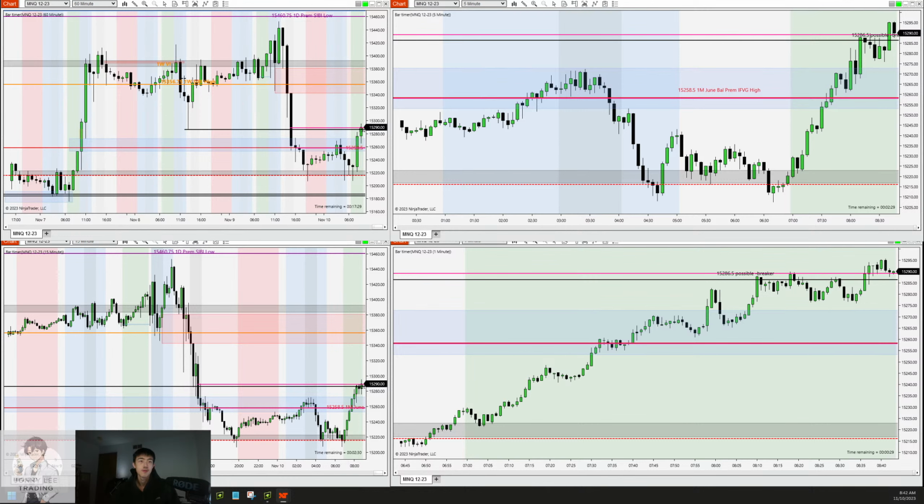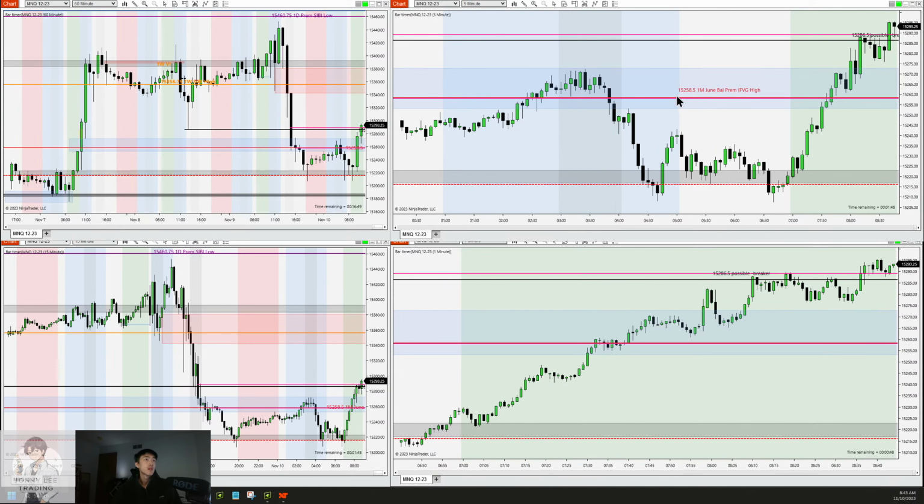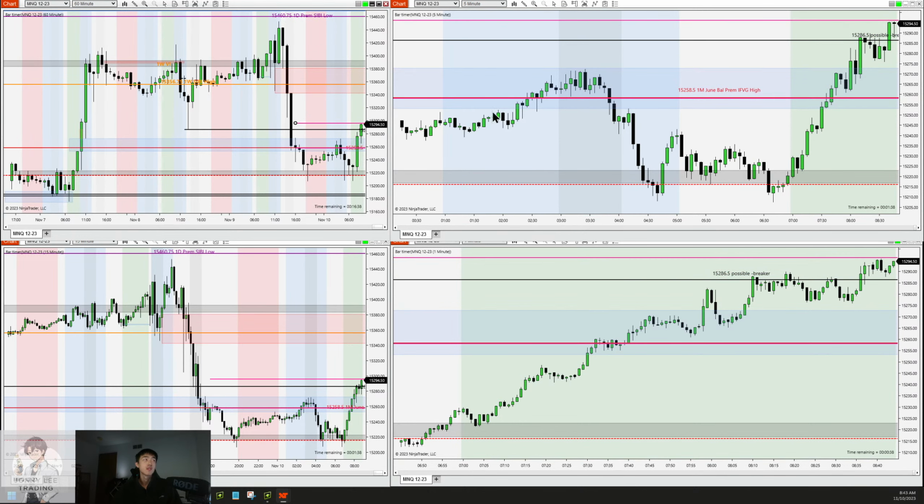Okay. So now we wait. We are waiting for, looks like we are slowly creeping up into this fair value gap up here. So this greater increases the opening range gap as price continues upwards.